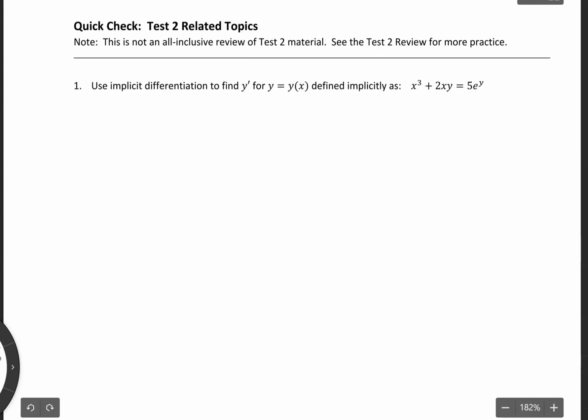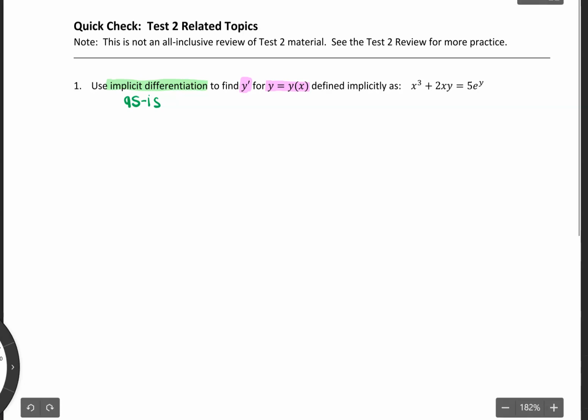This is question number 1 from the Test 2 Quick Check. And in this question, we're being asked to use implicit differentiation to find y prime, where y is a function of x. Since we're told to use implicit differentiation, that means we need to take the derivative using the equation as it's written. We're not going to rearrange or do any algebra before we start the calculus.